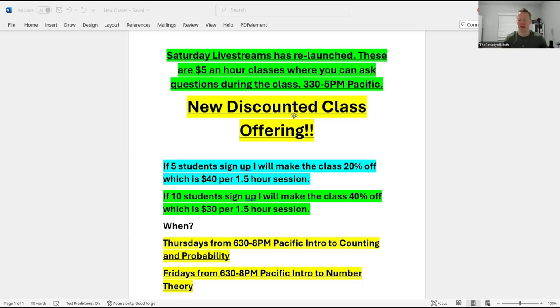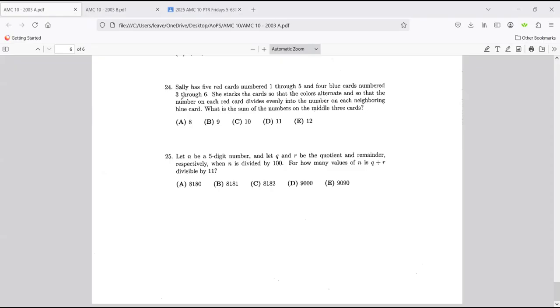Let's get to the difference between teaching and coaching. Sally has 5 red cards numbered 1 through 5 and 4 blue numbered 3 through 6. She stacks the cards so that the colors alternate and so that the number on each red card divides evenly into the number on each neighboring blue. So if she has 5 red and 4 blue, start with that. What does that look like?